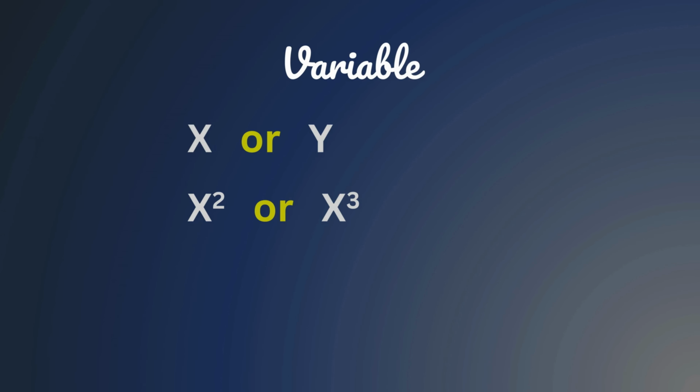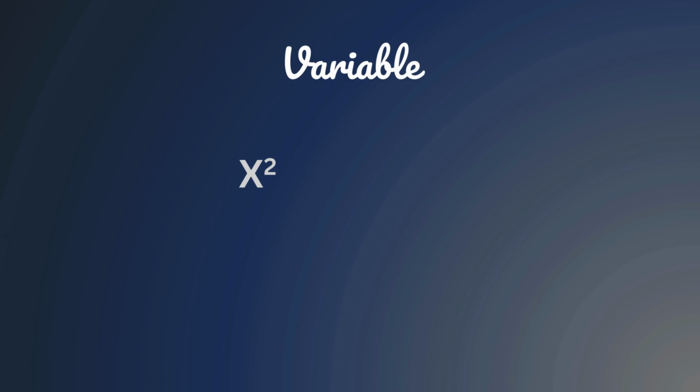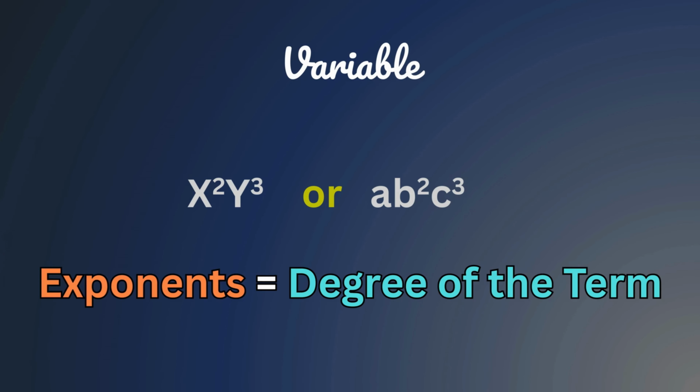If the variable is x and it's squared, like x squared, it means x is multiplied by itself, x times x. If it's cubed, like x cubed, it's multiplied by itself 3 times, x times x times x. You might even see more complicated combinations, like x squared times y cubed, or a times b squared times c cubed. The important thing to remember is that the exponent shows the degree of the term.